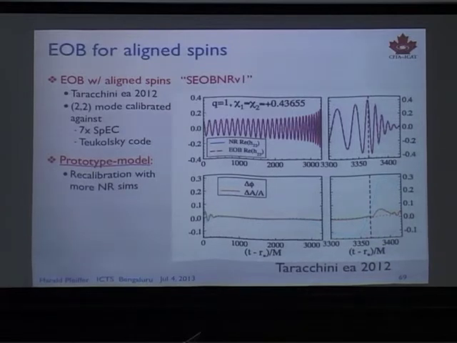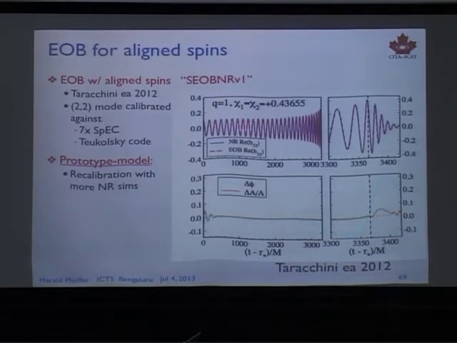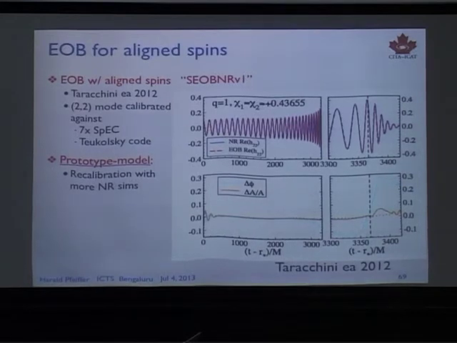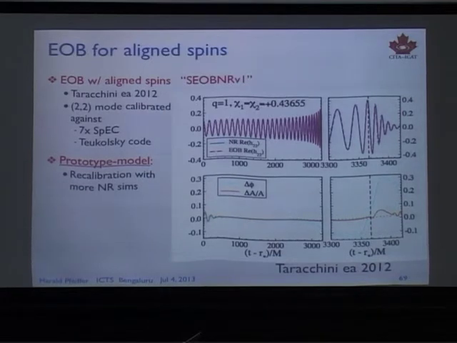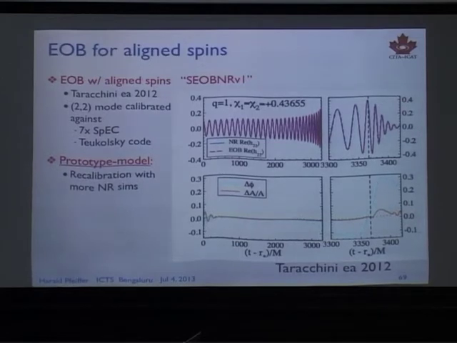And so here's one example from the aligned spin EOB model. This plot shows the numerical relativity waveform and the post-Newtonian waveform. One is red, one is blue. And they are hard to distinguish because they are throughout the entire simulation within a line thickness of each other. So this worked actually remarkably well for the aligned spin models.